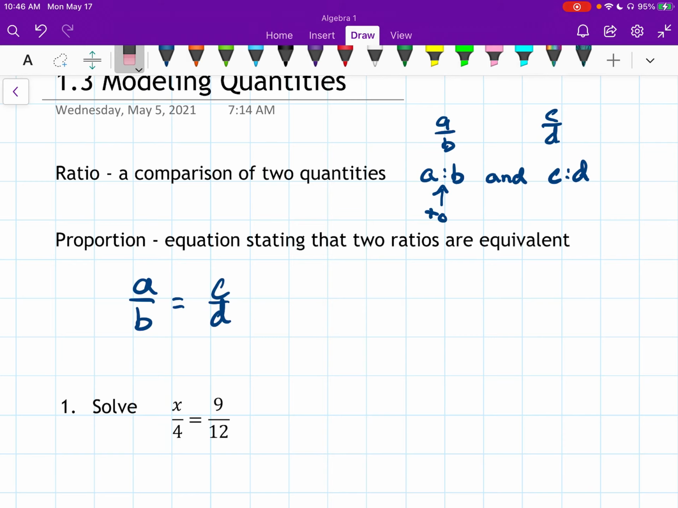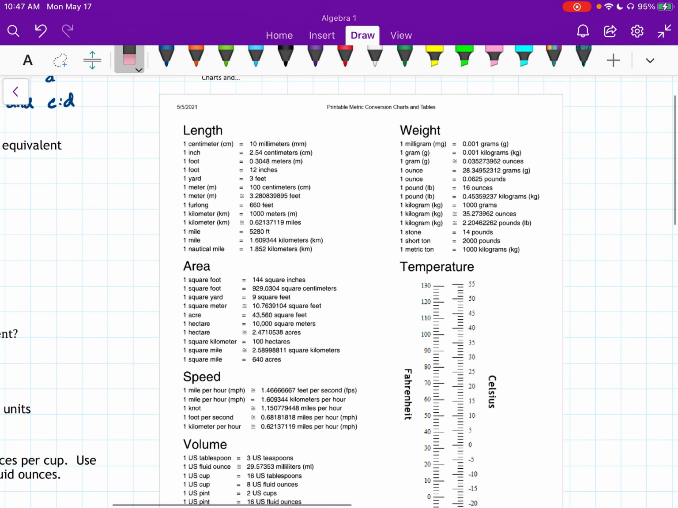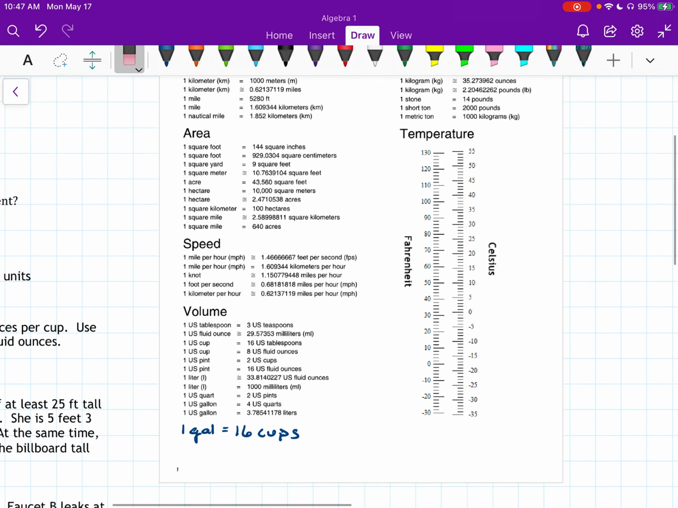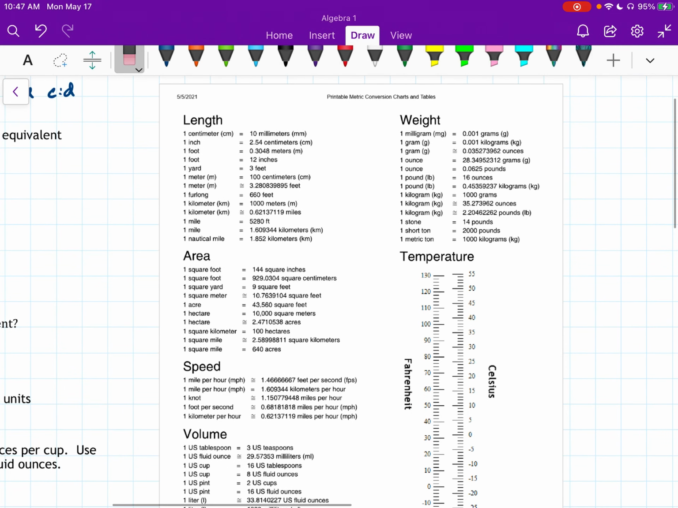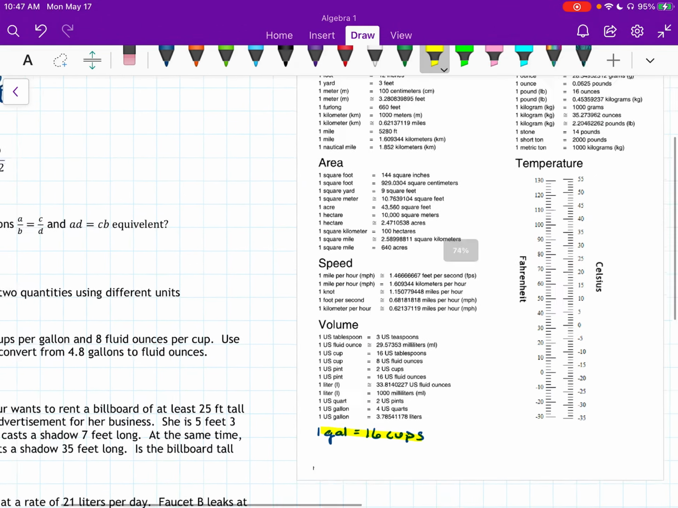Moving on. Oh, and one more thing. On Classroom, you should have this page, something that looks a lot like this, with a bunch of different units on it. It would be a good idea to either print this off or just have it handy. Another conversion that is good to have is 1 gallon is 16 cups. I didn't see it written there, but I think it's a good thing to know.